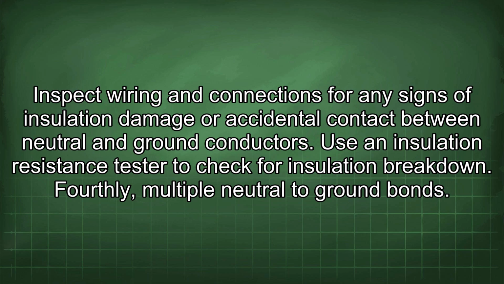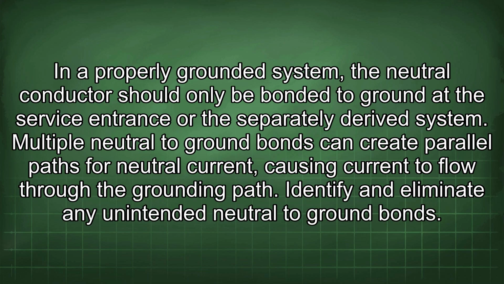Fourthly, multiple neutral to ground bonds. In a properly grounded system, the neutral conductor should only be bonded to ground at the service entrance or the separately derived system. Multiple neutral to ground bonds can create parallel paths for neutral current, causing current to flow through the grounding path. Identify and eliminate any unintended neutral to ground bonds.